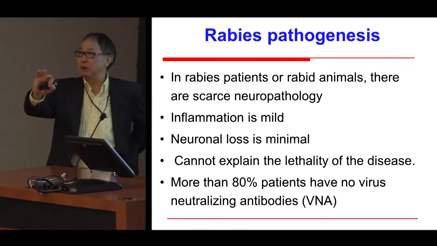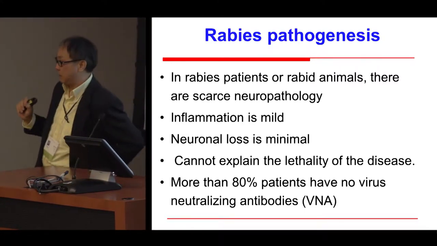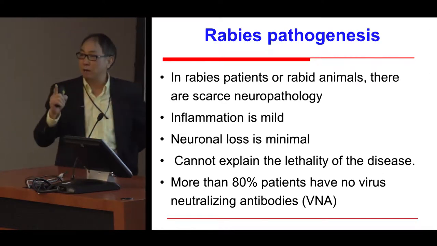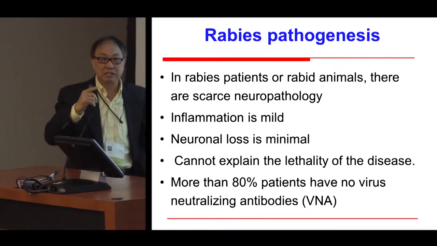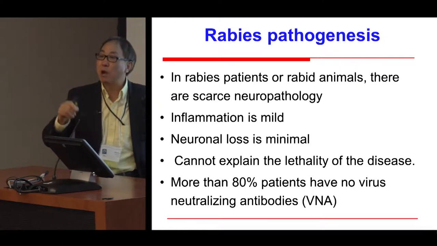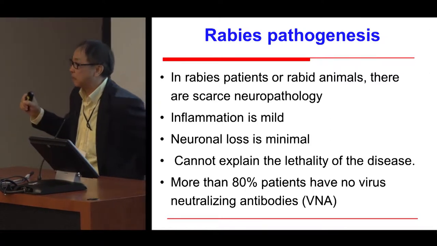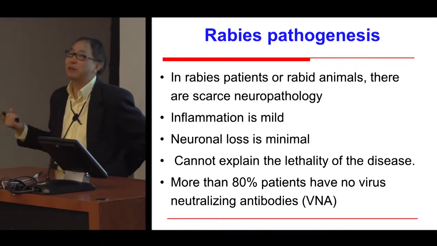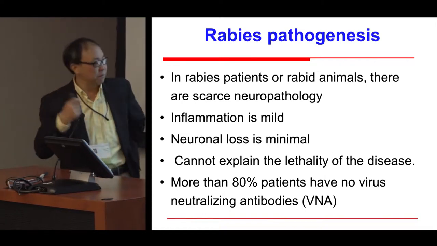Now, we just heard a talk about neutralizing antibodies. They are a marker for immunization and protection, but they are actually very important. Without neutralizing antibodies, more people will die of rabies. Simply said.